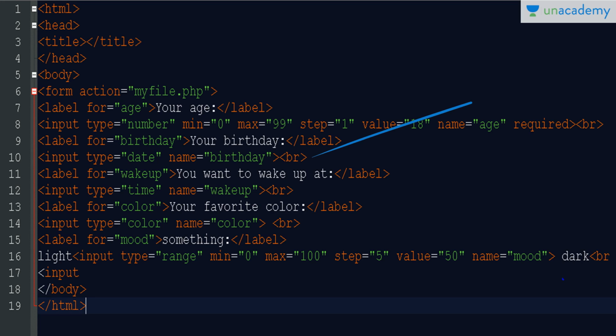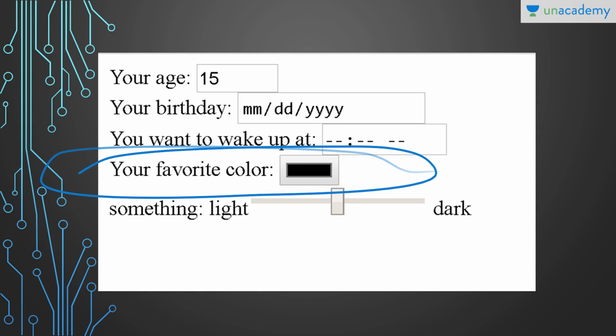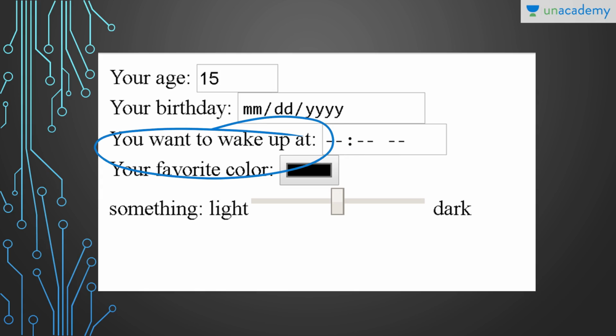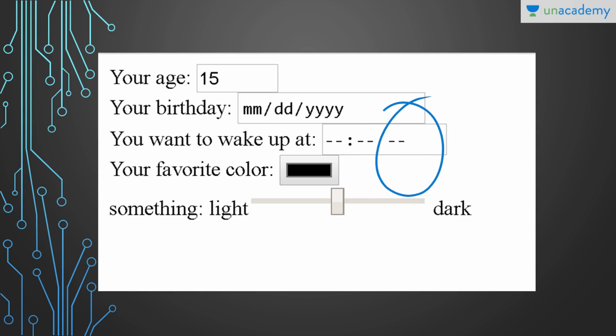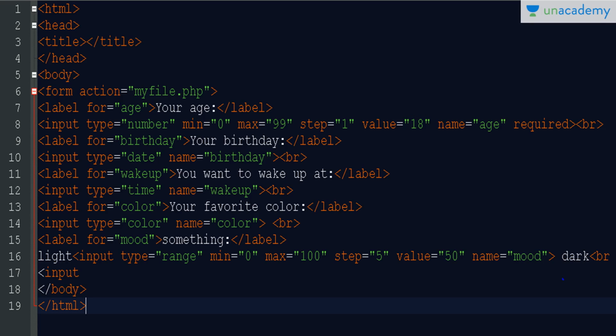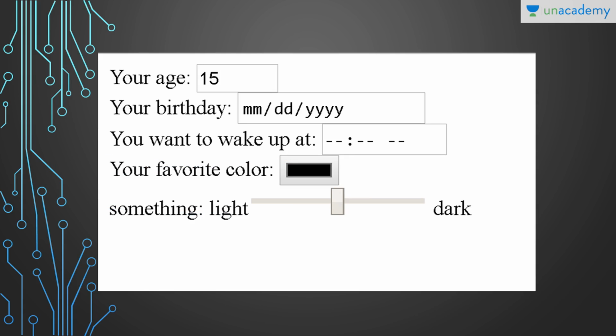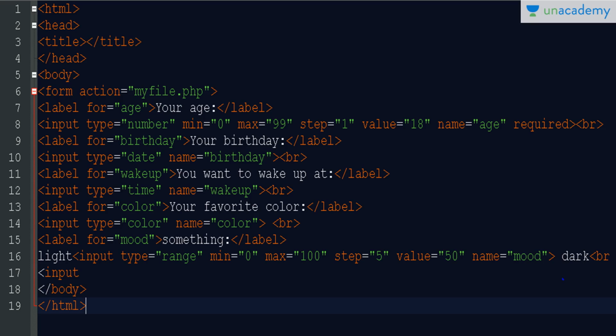Now in the same way I've used the time input. You want to wake up at, this is a simple label, and I wanted the time. So here will be your time, and here will be the AM and PM, right? We will simply use input time. In the same way, if I want the user to select a color, I can simply use this. Whenever you click this, a palette will open and you can select any color you want. So in this way I can use the input type color.